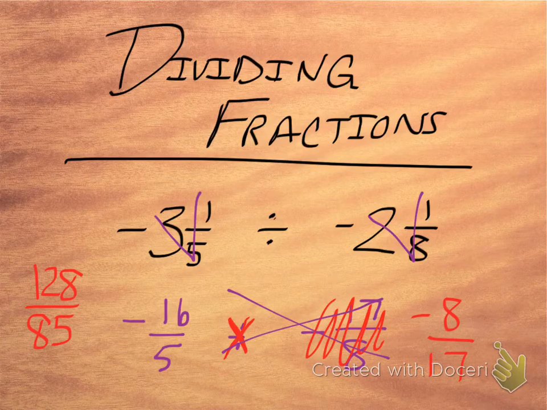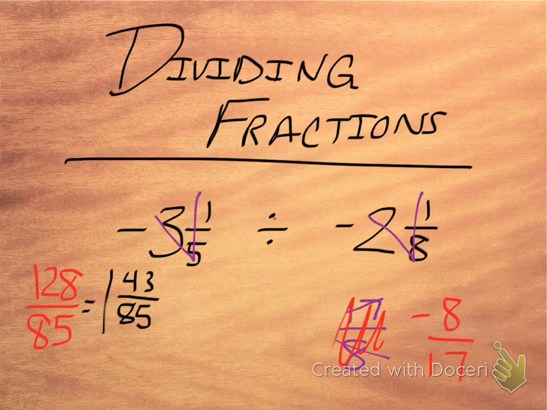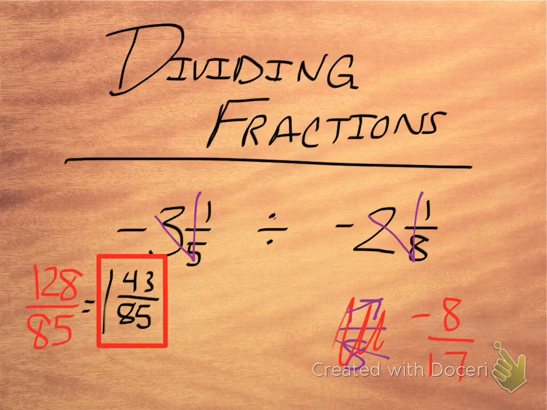Then I just need to do some simplifying work here. I know that 85 goes into 128 once, with 43 left over. Not a pretty example, but a correct one. Okay, 1 and 43/85. Sometimes they're not going to come out nice and neat, but as long as we understand skipping, flipping, and multiplying, we can do this.